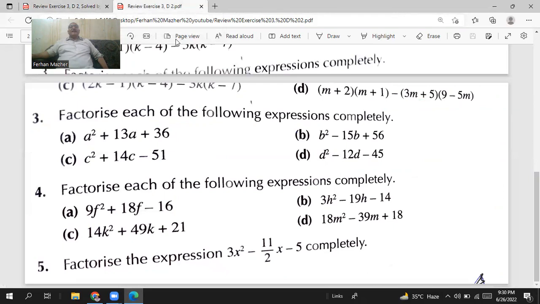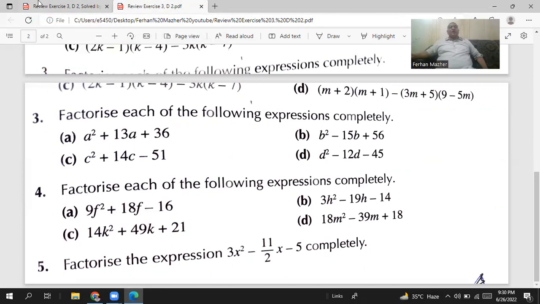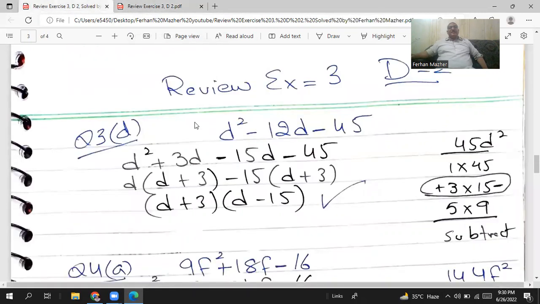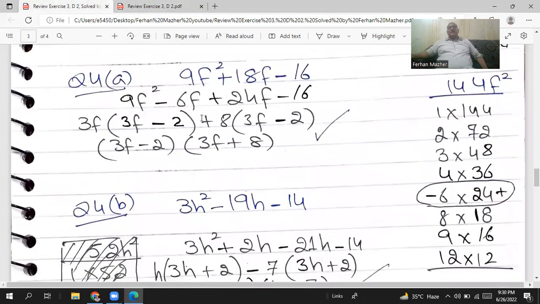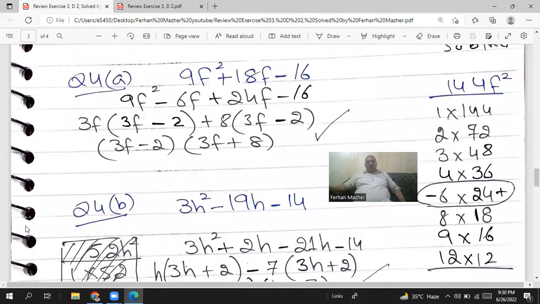I hope you understand. We are on question number 4. It says factorize each of the following expressions completely. So let's go, question number 4, A part: 9f square plus 18f minus 16. So very simple. Okay. So here we go. So 9f square plus 18f minus 16.